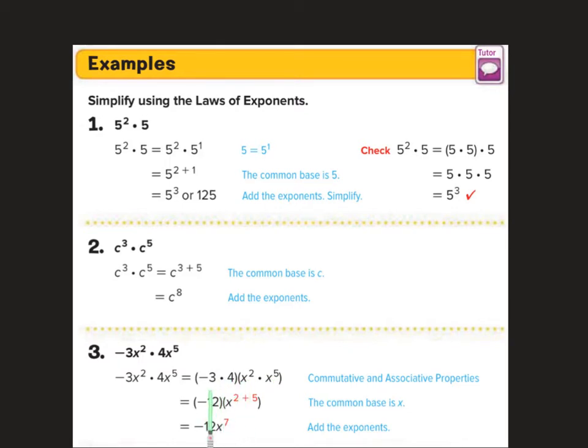When we work through our problem, we get negative 3 times 4 is negative 12. X squared times x to the 5th becomes x to the 2 plus 5. And our final answer is negative 12x to the 7th.